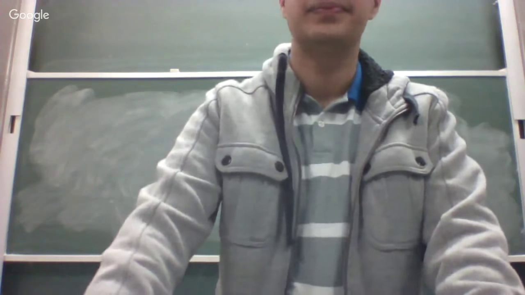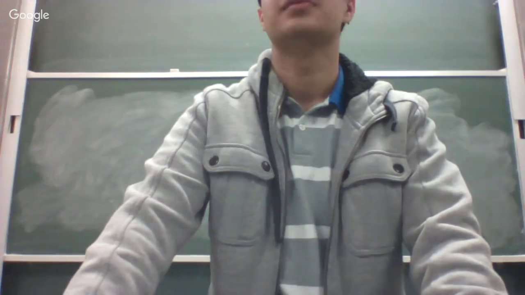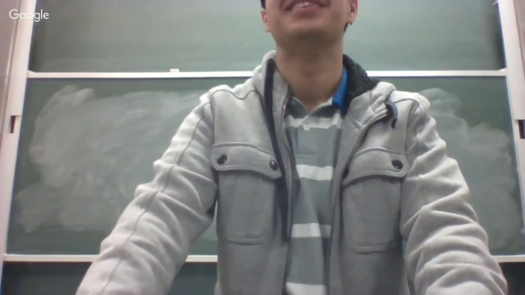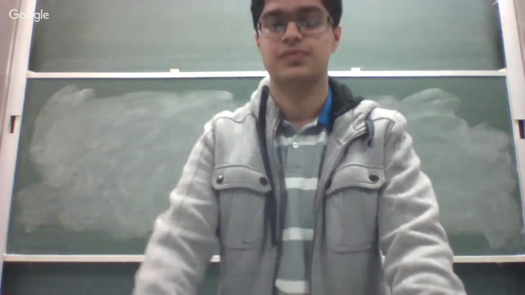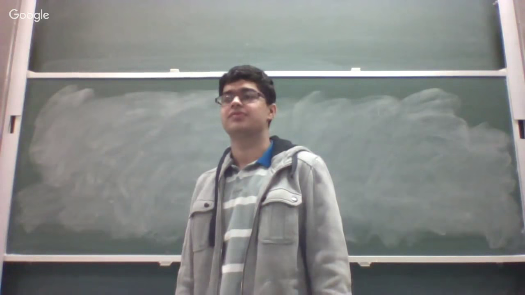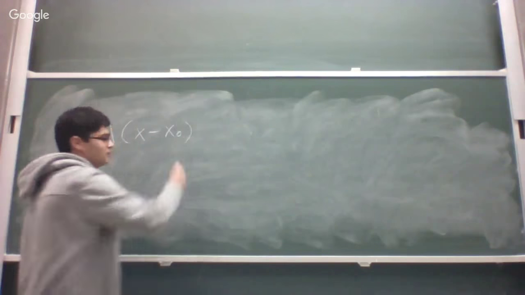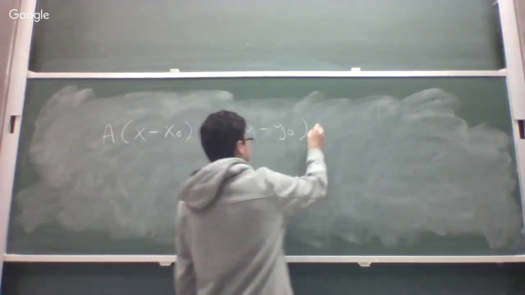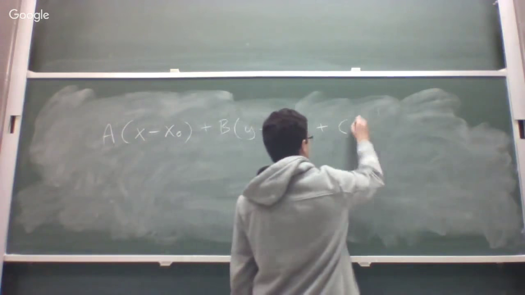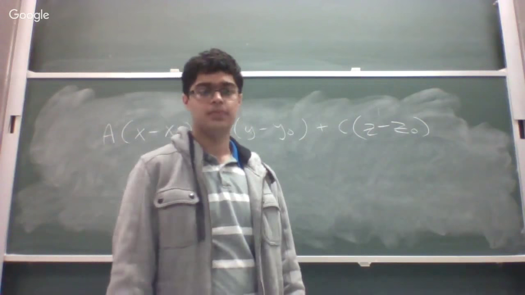The equation of a plane. You can do it if you want. Oh yeah. It's A times (x minus x naught) plus B times (y minus y naught) plus C times (z minus z naught) equals 0. Yep.